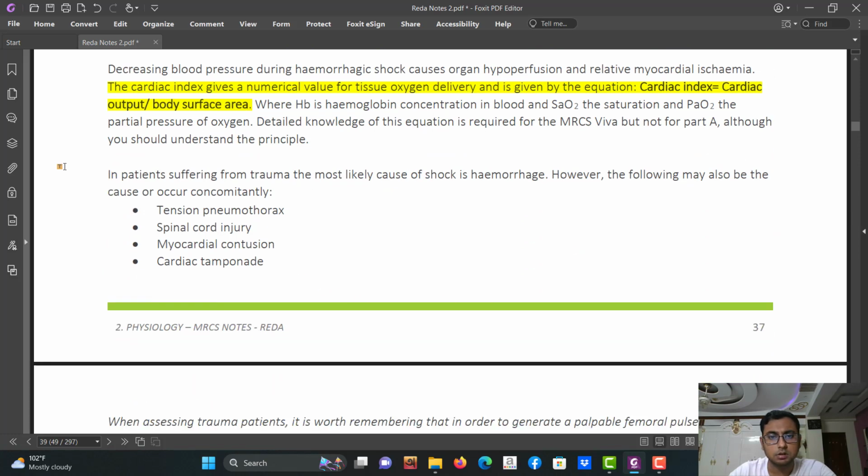And the obstructive shock, that is tension pneumothorax, where the lung is collapsed, prevented from expanding, and obstruction occurs. Then spinal cord injury is neurogenic shock; myocardial contusion is cardiogenic shock. But cardiac tamponade is also an obstructive shock because pericardial fluid is increased and the heart fails to pump. It is one kind of obstructive shock. Some bookish authors say that it is cardiogenic shock, but in the latest version of MRCS, and not only MRCS but the syllabus, cardiac tamponade is within obstructive shock. Remember that very clearly.